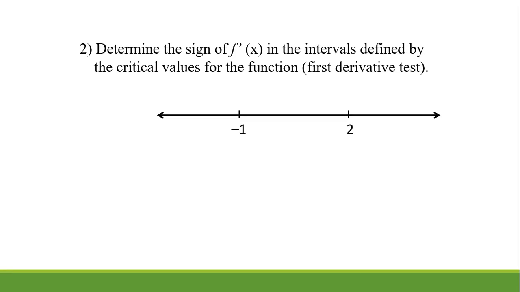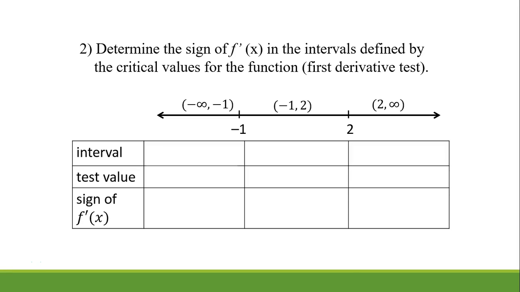Our second step is to take a look at the sign of that derivative in the intervals defined by the critical values. This is called the first derivative test. The two critical values divide our number line into three parts. The first part is from -infinity to -1. The second is from -1 to 2. And the third is from 2 to infinity.